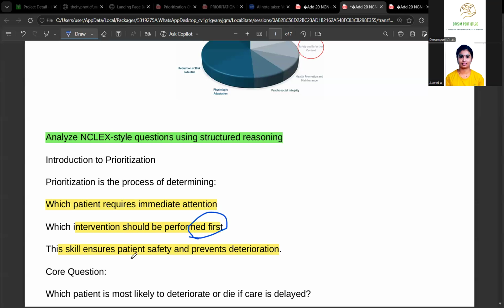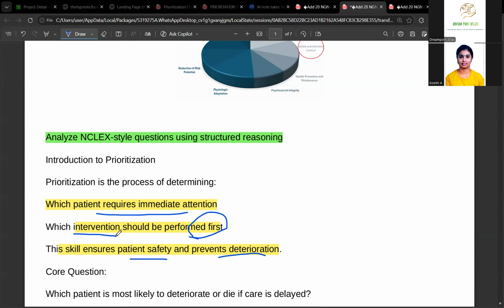We also need to look at how patient safety can be promoted, as well as how we can prevent the complication. These are the main areas we need to focus on while prioritizing the care of a patient. First we need to identify which symptom needs immediate attention, then which intervention I should act on first. Third, what actions or skills I should apply to promote safety and prevent complication or deterioration of the symptoms. These are the areas you have to keep in mind while reading a scenario.